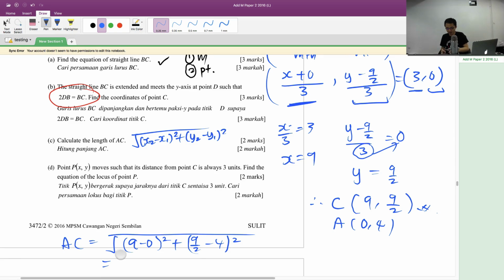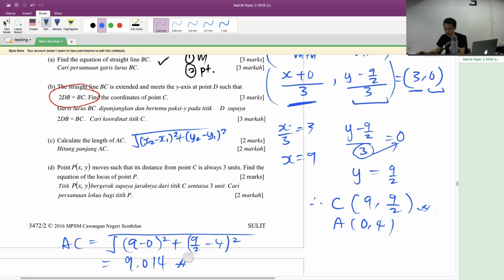This one, use a calculator, you can easily get the answer. 9 over 2 minus 4, and I square it, plus 81, and I square root the whole thing. My distance should be 9.014. This one is very easy, 2 marks.